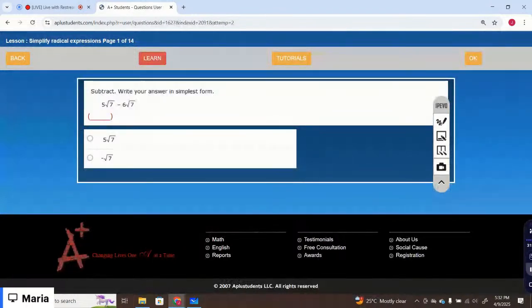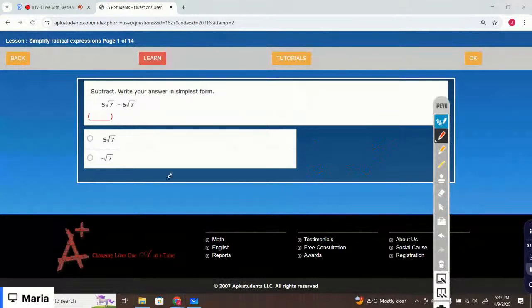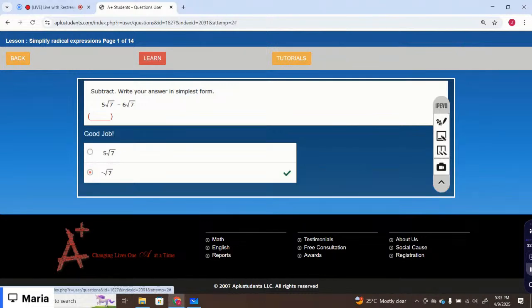5 square root 7 minus 6 square root 7. So square root 7 is like a common variable for both. You can take square root 7 common, and 5 minus 6. So 5 minus 6 is negative 1. That is negative 1 square root 7, or you can simply write negative square root 7. Option number 2 is the correct option.